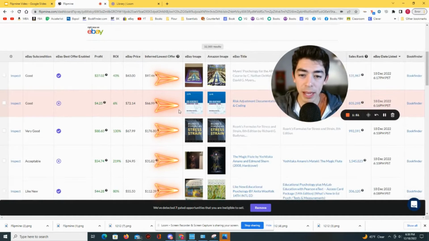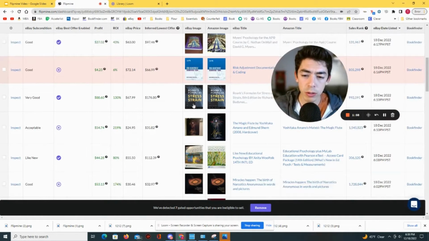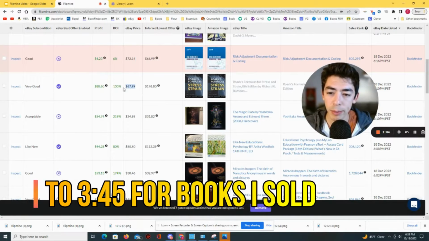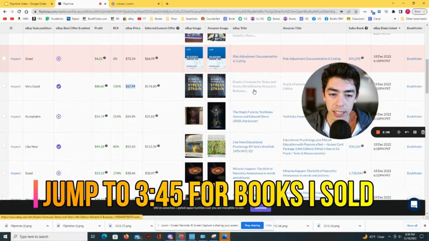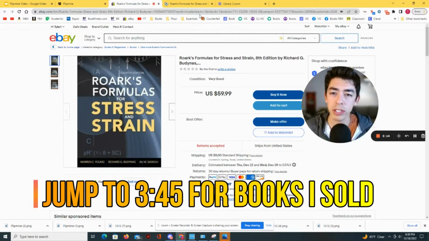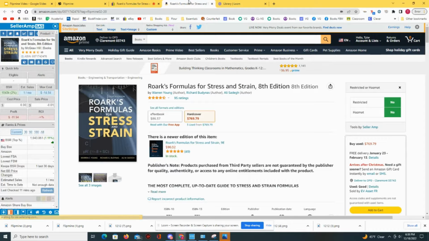And you can see that Flipmine's going to find real eBay listings that meet these parameters and could potentially be books that we can buy on eBay to flip on Amazon. So just a couple of things that I'm seeing so far is this book right here, this Rourke's Formulas for Stress and Strain. It looks like we can buy this on eBay for $67.99. And Flipmine's calculating that we might be able to sell this for $176. Now, if we actually take a look at both listings, all we're really going to do is compare the prices on both and figure out if this is actually a good buy.